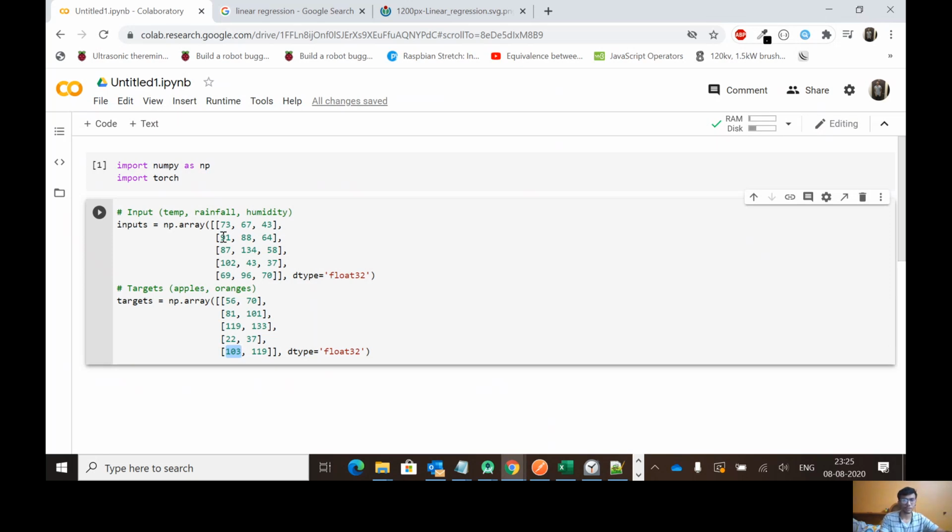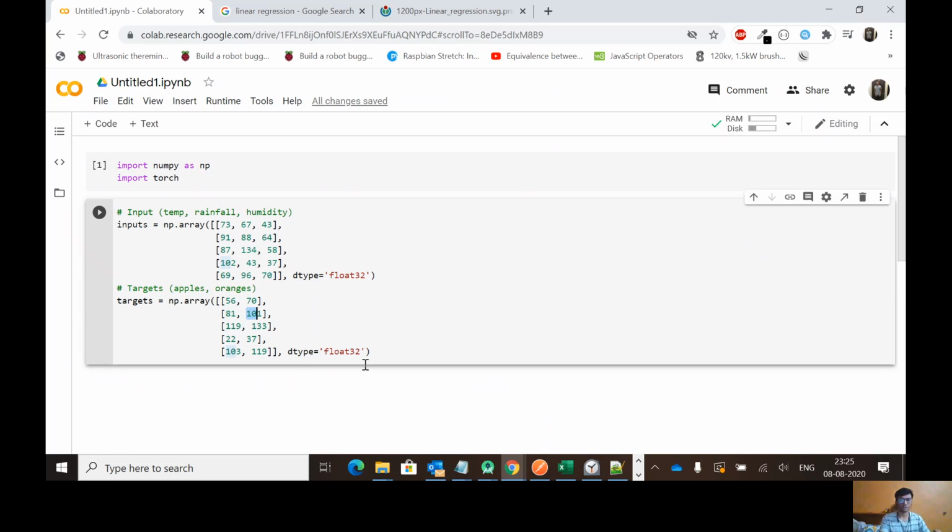This says that when temperature is 73, rainfall is 67, and humidity is 43, we have 56 apples and 70 oranges. Similarly, when there is 91, I don't know the units, but we have 91 temperature, 88 rainfall, 64 humidity, then there are 81 apples and 101 oranges. Similarly, we have many other entries.